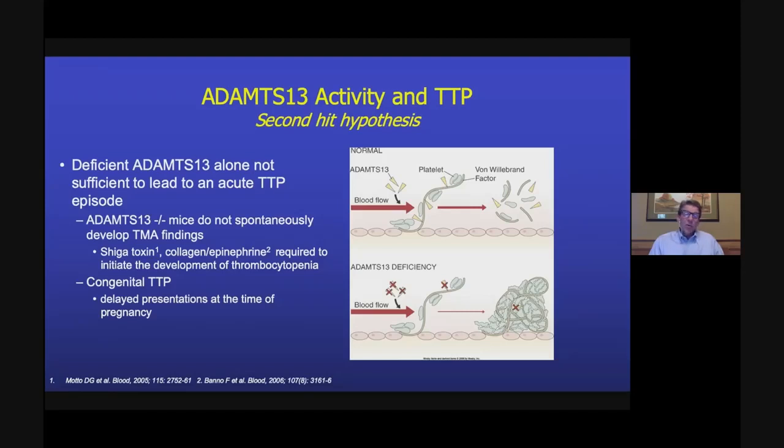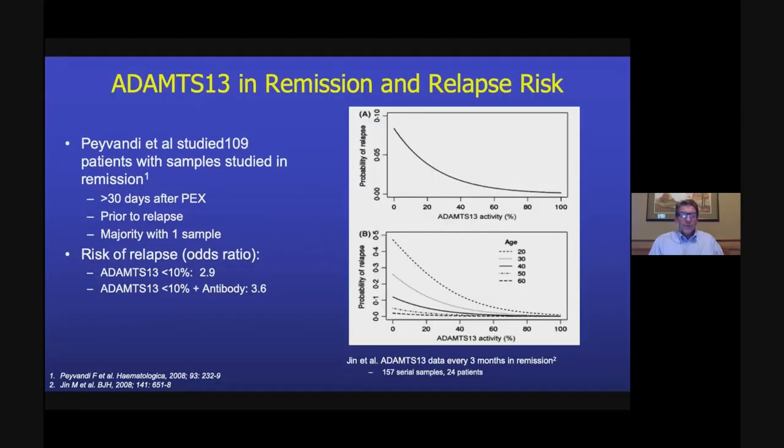We see this in people who recover from TTP, but still may not have recovered the ADAMTS13 activity. They might be at risk for relapse, but they don't automatically do that. And if you don't believe me, you can look at congenital TTP and women who are born without the ADAMTS13 protease, but may not get in trouble until their first pregnancy in their 20s. So their entire life, they didn't have the ADAMTS13, but they didn't get that second hit, if you will.